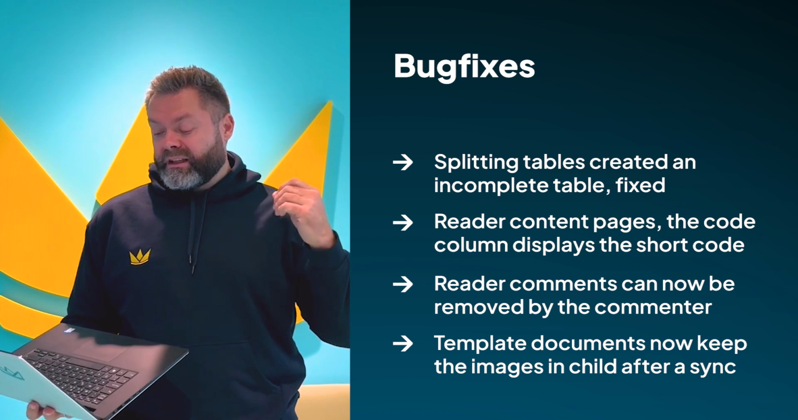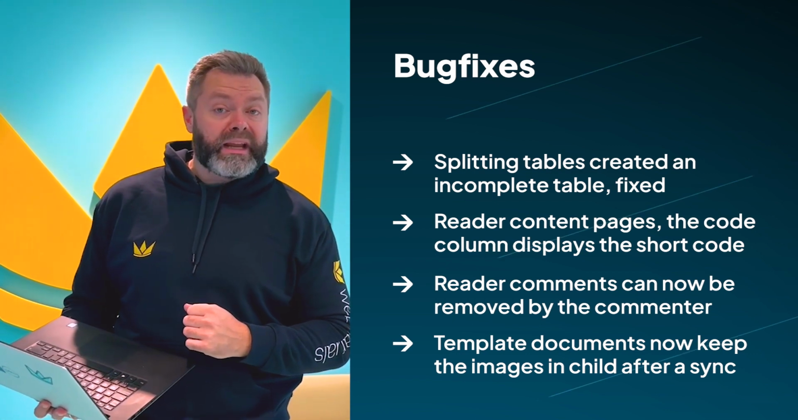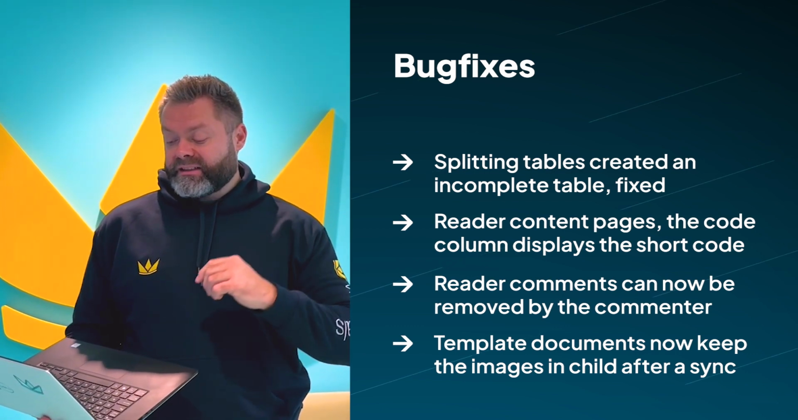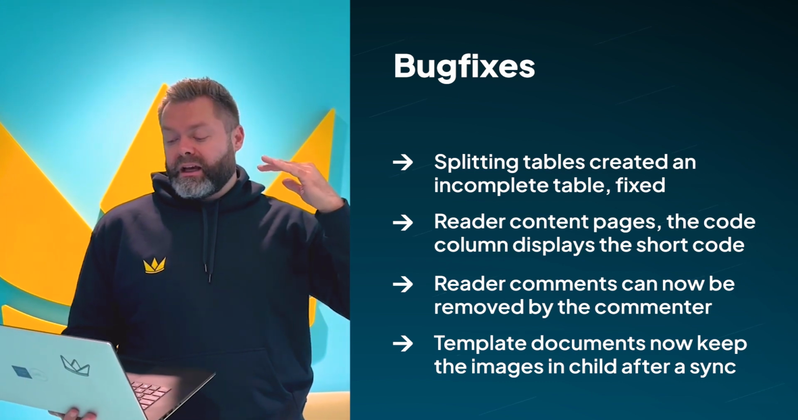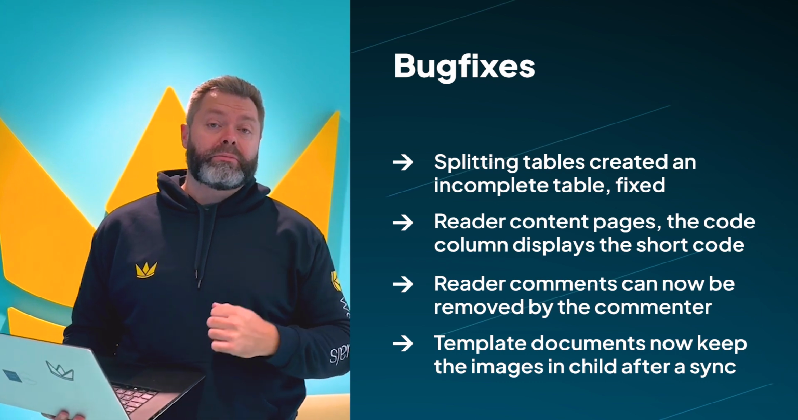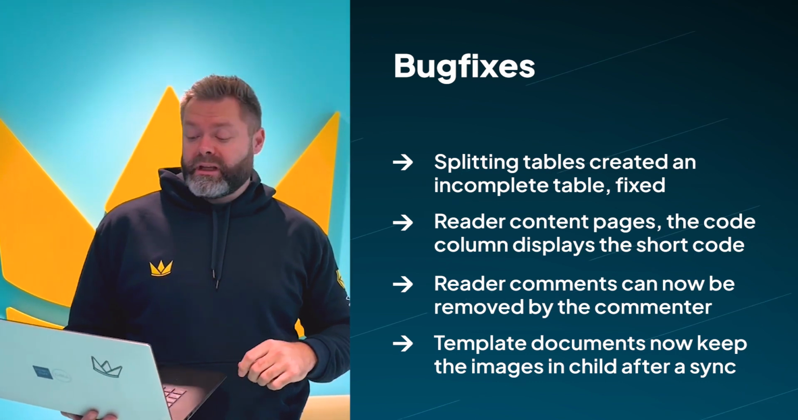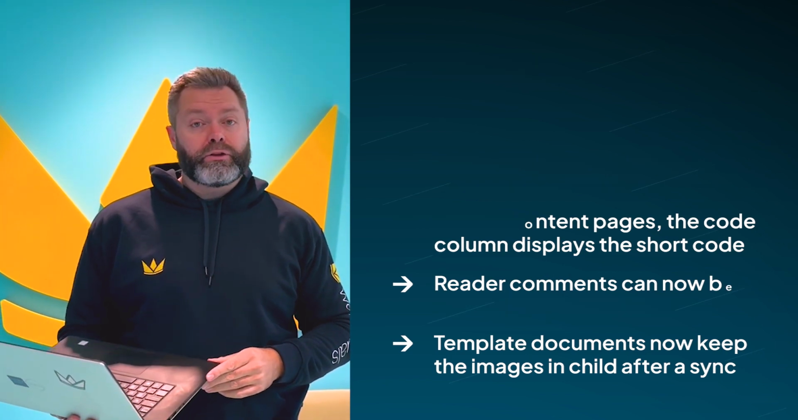And another thing, in Reader, the Reader comment can now be removed by the person who made the comment, just like it could in version 7. And the last thing here, template documents, when you sync them to a child, the document or the images will actually not update and give a revision bar if the images in the template document were external images, meaning that your child document should still function.